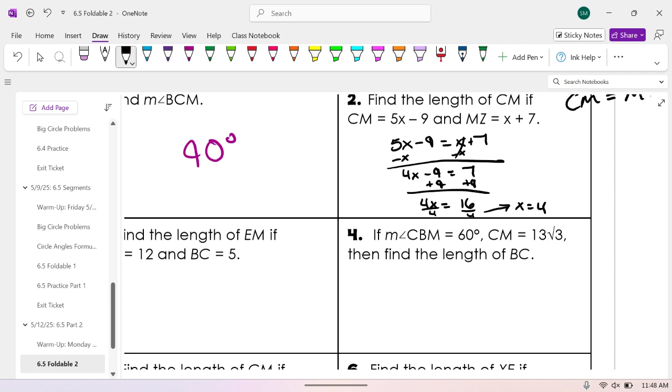Why? That's for the length of CM. Now, we can plug back into either CM or we can plug back into MZ. Why can I plug back into MZ as well as CM? They're congruent. So I'm going to plug this 4 back into CM specifically. So I have 5 times 4 minus 9, 20 minus 9. So CM is equal to 11. So what's MZ equal to? 11.